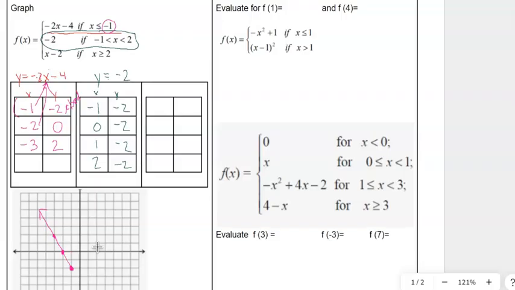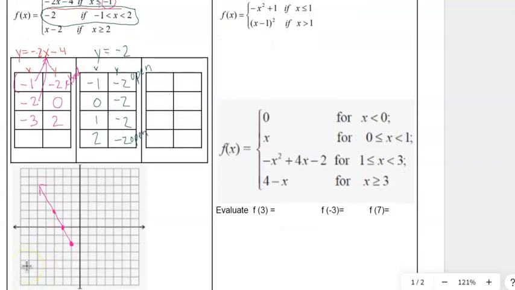So let's talk about our starting and stopping circles. So we're going to start at negative 1, and we're not including that, so I need to make a note that that's an open circle. And then we're going to end when x equals 2, and that also is not included, so that's an open circle. So let's plot that.